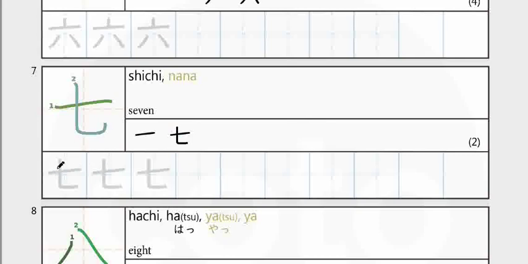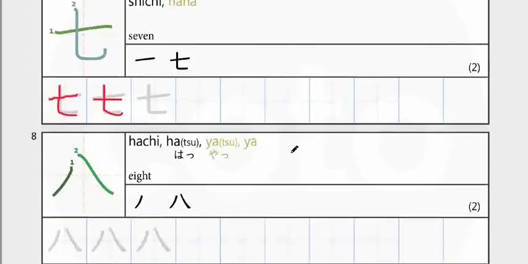Let's practice this. Number 1, a horizontal line. Number 2, draw a nose. Number 1, a horizontal line. Number 2, draw a nose. Isn't that easy?